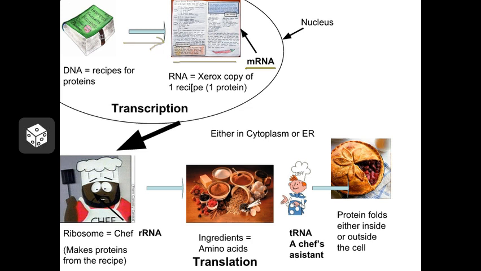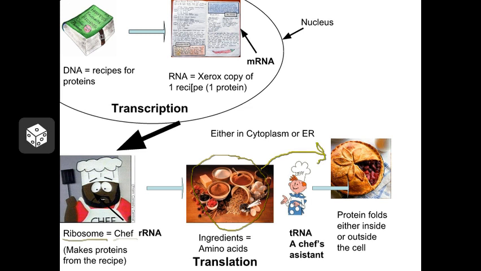Now that you have your Xerox, you can go outside of the nucleus and start translating this recipe into an actual pie. Now let's say that this recipe is particularly complicated and you need some help. So what you're going to do is find a chef to help you out. The chef represents the ribosome. What the ribosome does is gather up the ingredients and put them together in the right combination to make the pie.